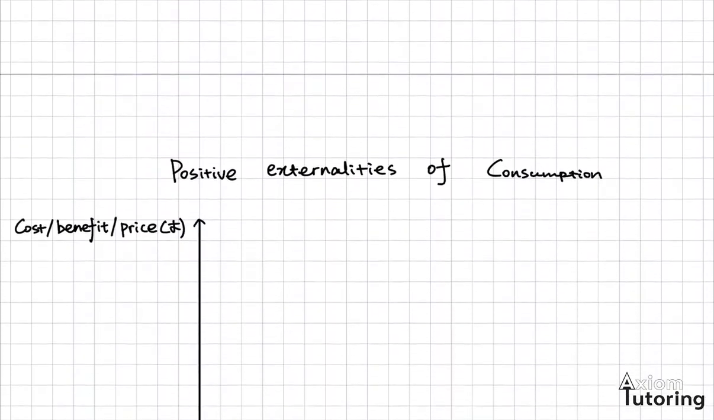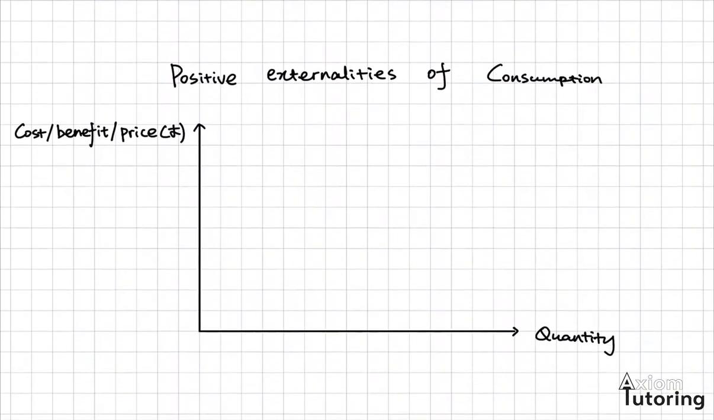To understand why the market fails to allocate resources efficiently in this case, we need to examine the externality diagram carefully. Now let's draw the diagram step by step. On the vertical axis, we measure costs and benefits. On the horizontal axis, we measure quantity of vaccinations. First, let's draw the supply side.